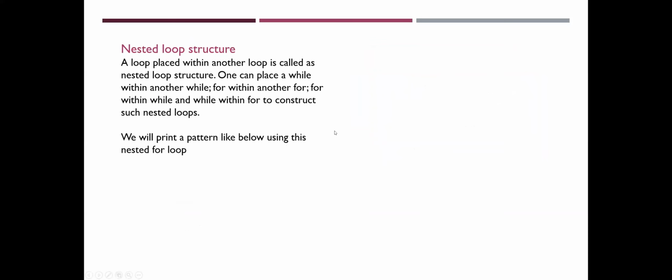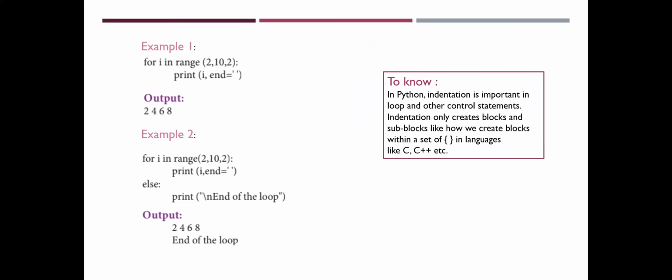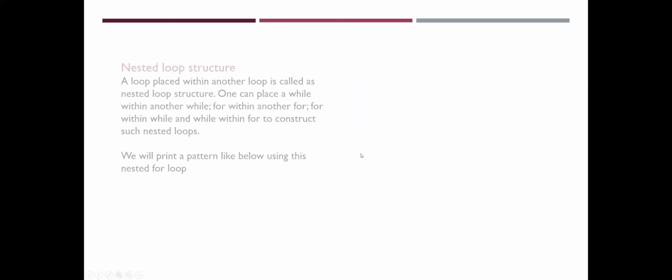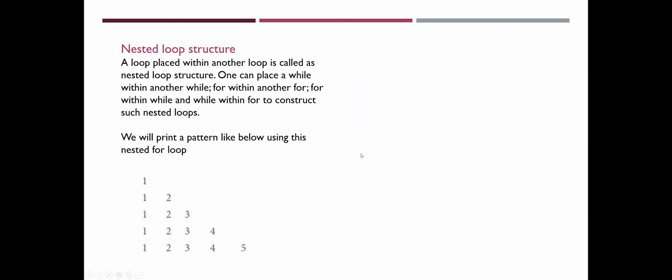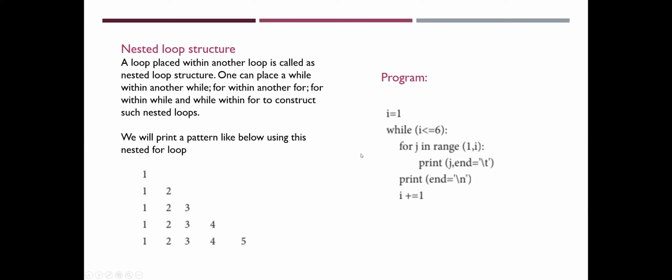Now we are going to nested loops. We have learned a single loop, right? Then we are going for the next, nested loop structures. It means it will have a number of loops inside it. It is known as nested loops. We will have while, then we have for. So the loop in loop structure is known as a nested loop. A loop placed within another loop is called a nested loop structure.